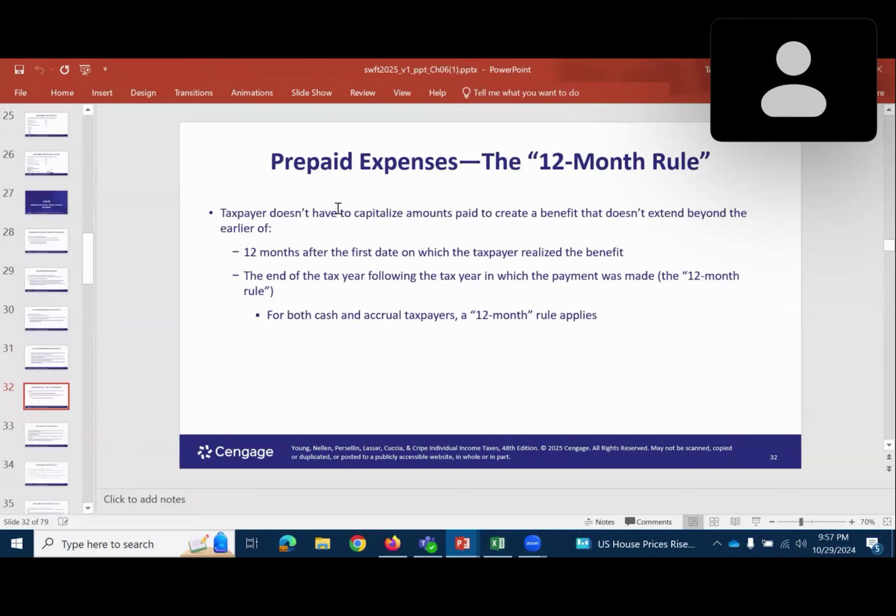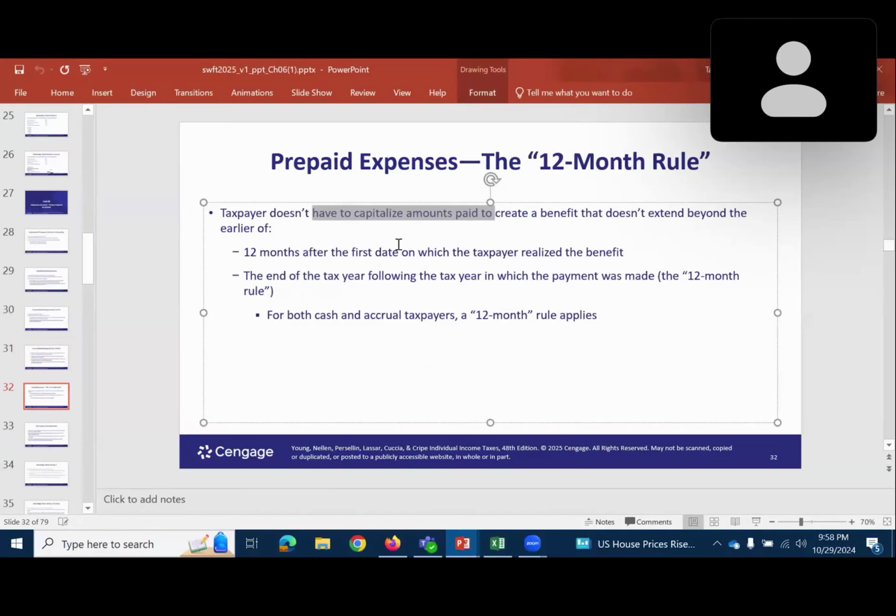The 12-month rule. Capitalize an amount means I put it on the balance sheet. If I don't capitalize something, I put it on the income statement as an expense. So if I buy, let's say I buy these and I sell them, right? I don't have to put these on my balance sheet as inventory if I'm always going to sell them within that year. I can just do it as an expense.